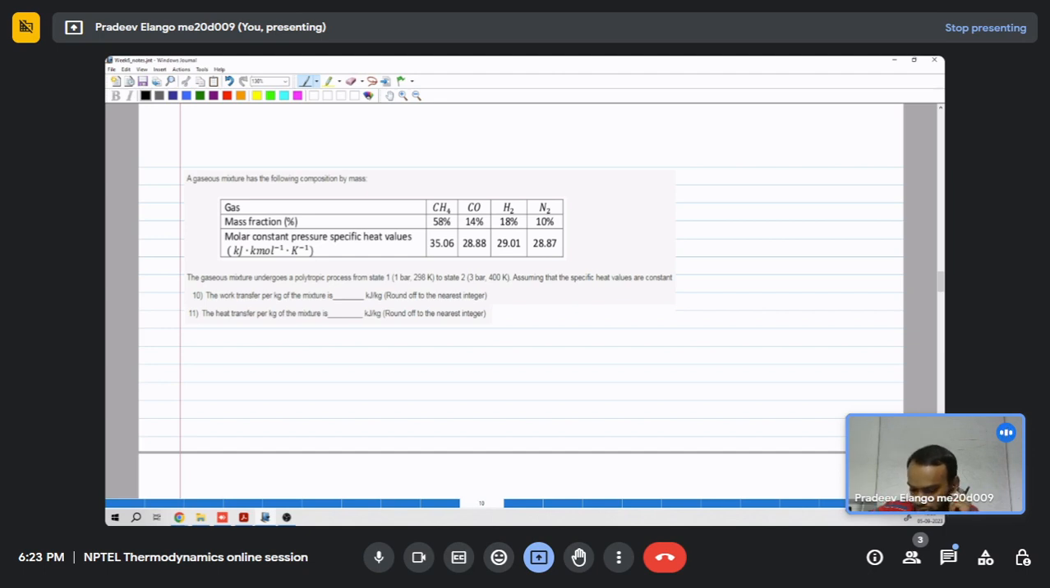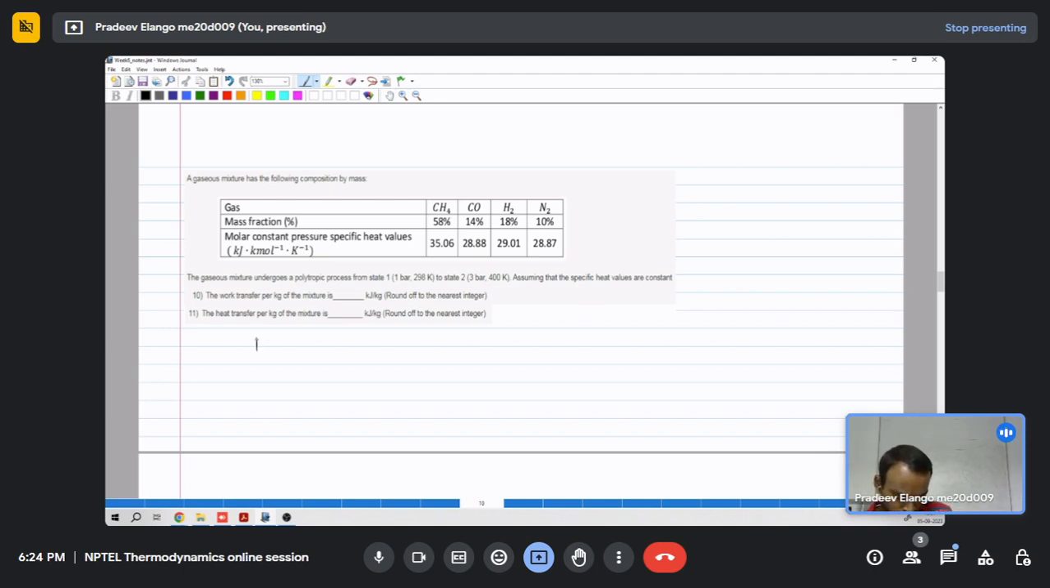So in the next problem, we have a gas mixture of the following composition. The composition is given on mass basis. First we have methane of 58%, carbon monoxide of 14%, hydrogen of 18%, and nitrogen of 10%. The molar constant pressure specific heat values are given. The gaseous mixture undergoes a polytropic process from state 1 of 1 bar, 298 Kelvin to state 2 of 3 bar, 400 Kelvin. Assuming that the specific heat values are constant, find the work transfer per kg of the mixture and heat transfer per kg of the mixture.